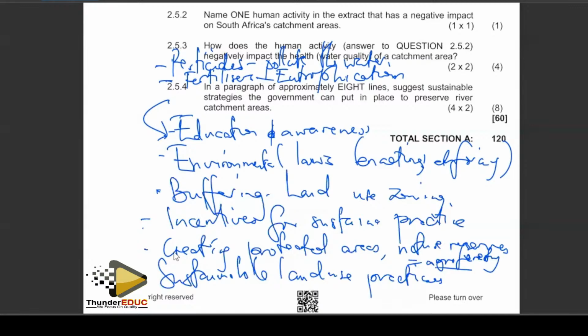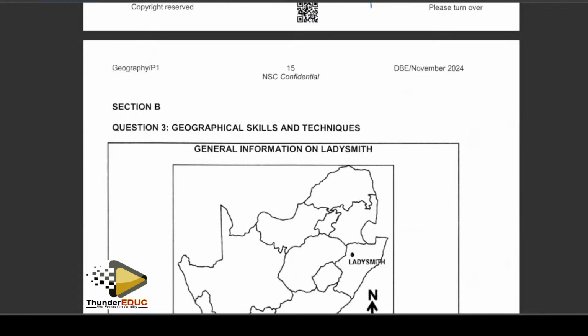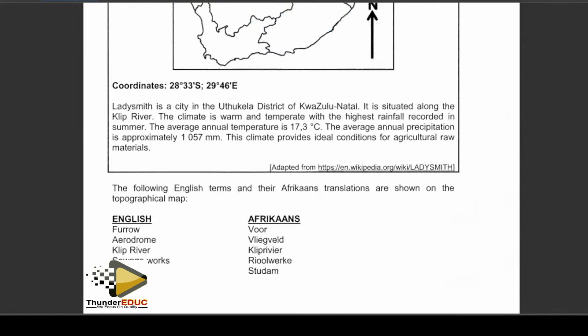Right. So that brings us to the end of our Section A, which is our theory section. We now have to go to Section B and look at geographical skills and techniques, which is Section B, Question 3. Right. We move on to Question 3. Our map is on Ladysmith, which is typical of a city in the province of KwaZulu-Natal, Uthukela district. I think the map information is provided there. You can also check on the map information. It will help you to maybe address some questions. You should not ignore the map information.